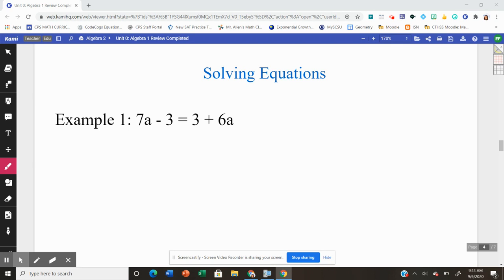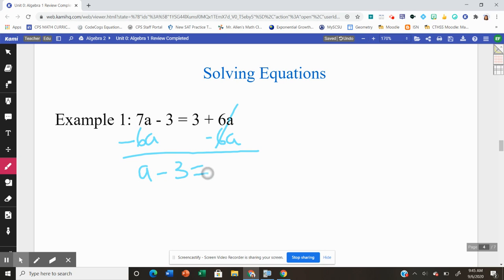In the first example here, we see that we have a variable on both sides of the equal sign. So we're going to definitely want to try to combine our like terms. Since we're crossing an equal sign, we're going to be using opposite operations in order to do so. I like to try to keep my variables positive whenever possible. So I'm going to choose to subtract 6a from both sides. That way it eliminates on the right-hand side. On the left-hand side, I end up with just 1a.